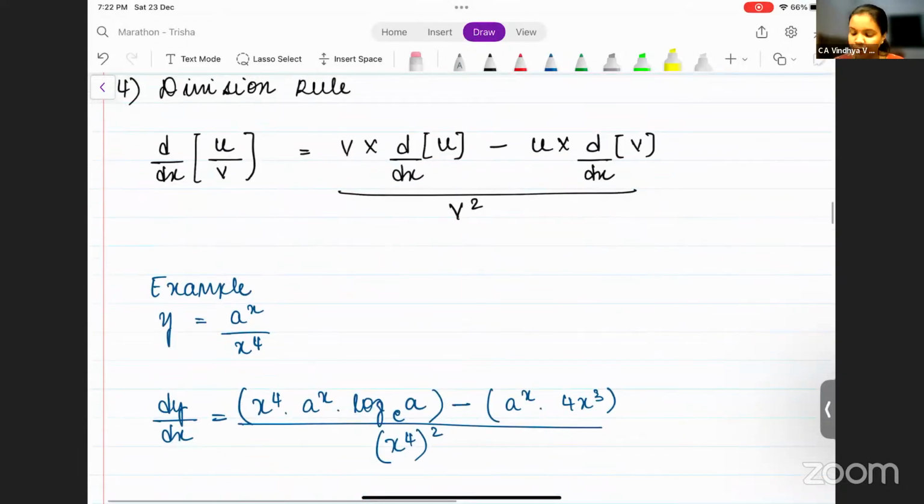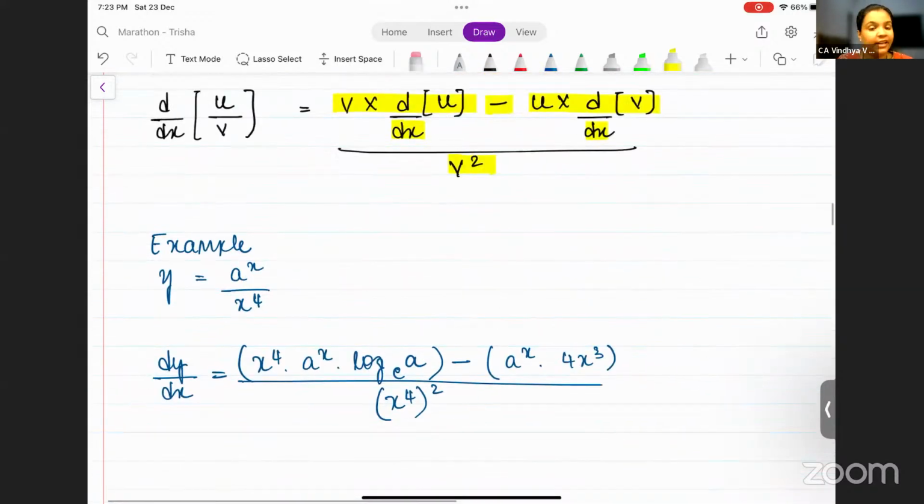Next, you have the division rule, wherein it is a function divided by another function, u by v. What you need to do here is denominator, that is v, into derivative of numerator, minus numerator into derivative of denominator, divided by denominator square. Let's understand this with the help of an example. Here, what is the denominator in the example? x to the power 4.